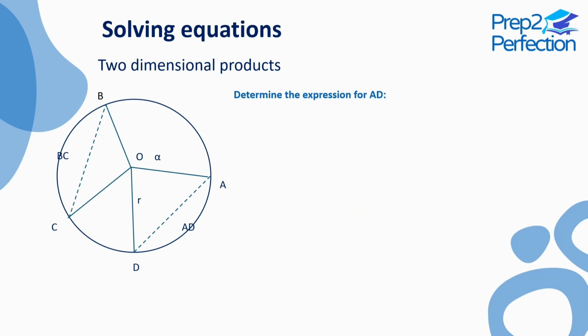Determine the expression for AD. Similarly, we can use the law of cosine in triangle AOD, where OA is the radius and OD is also the radius. Angle OAD is equal to beta. The law of cosine: AD squared is equal to OA squared plus OD squared minus 2 times OA times OD times cos beta.